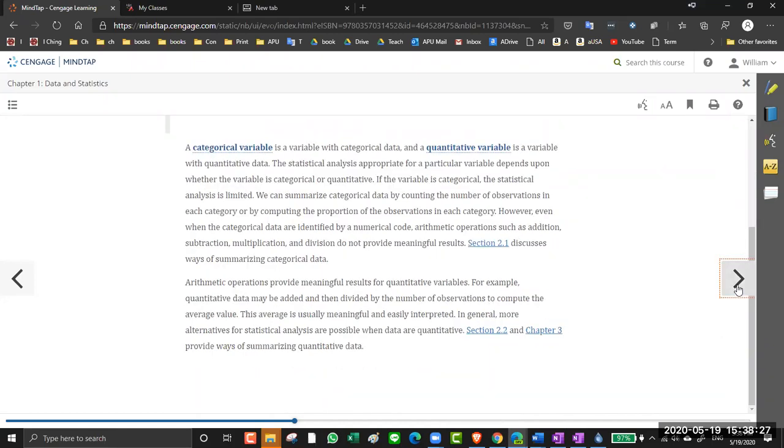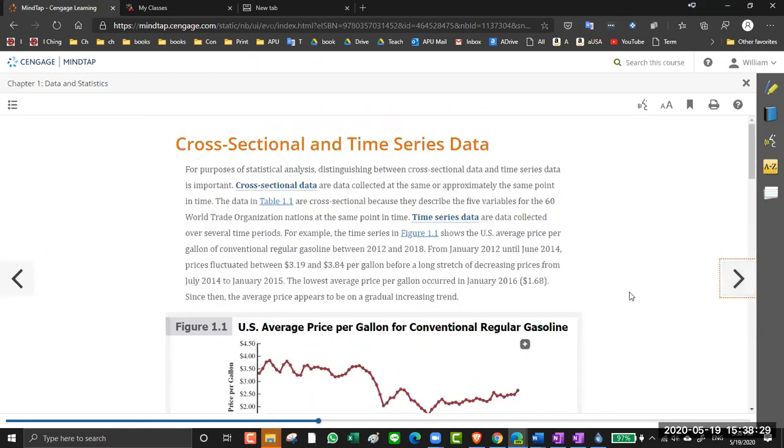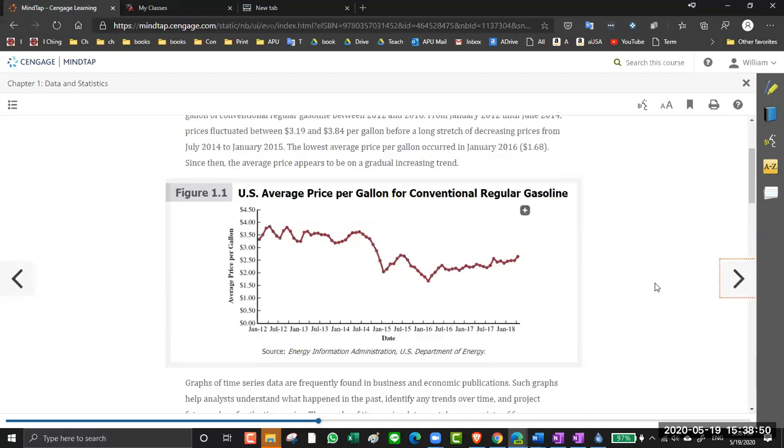Okay, next, let's talk about this. We have, can somebody read that? What's that say at the top? Cross-sectional and time series data. So what is this a picture of? Average price per gallon for convention.